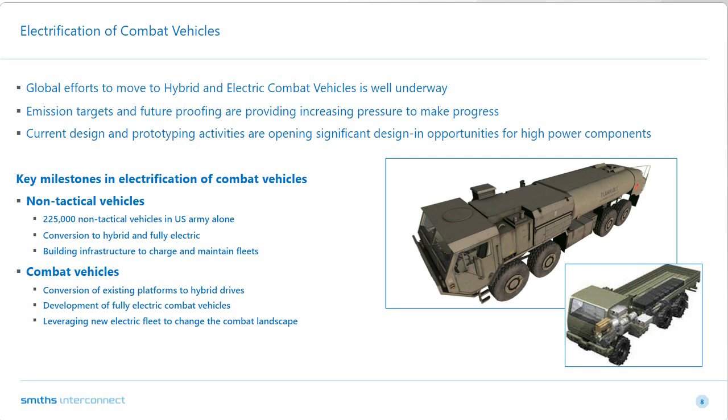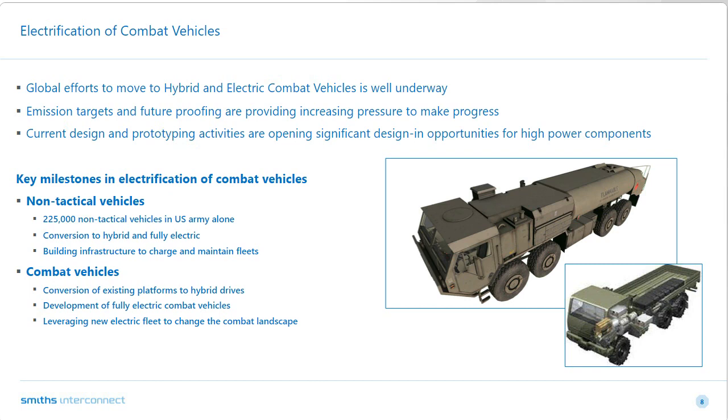In the non-tactical vehicle market, there are almost 250,000 non-tactical vehicles in the US Army alone. That's just the Army, not the military in total, and that's just the US. So the global number of non-tactical vehicles is very high. The big milestones to meet in non-tactical vehicles are conversion to hybrid and then ultimately fully electric vehicles, and then building infrastructure to charge and maintain those fleets.